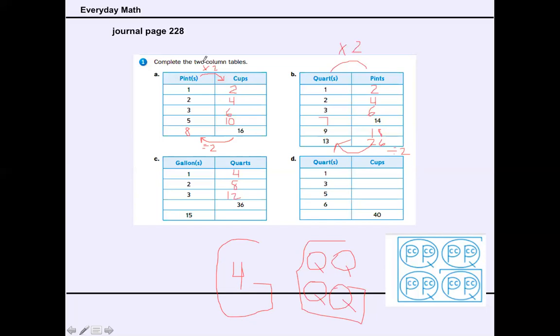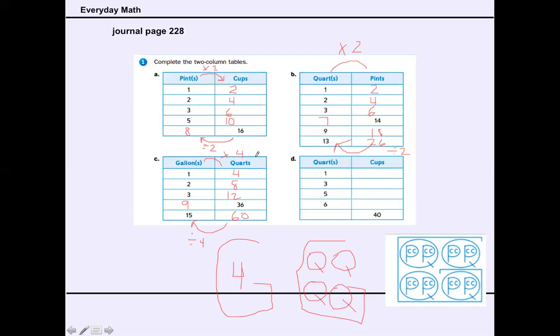Instead of multiplying by 2, like we did up here, when I go from gallons to quarts, I'm multiplying by 4. And that means when I go from quarts to gallons, I'm doing the opposite of multiplication. I'm dividing. So I'm going to be dividing by 4. So 36 divided by 4 is 9, because I'm going the other way. And then 15 times 4 is 60.